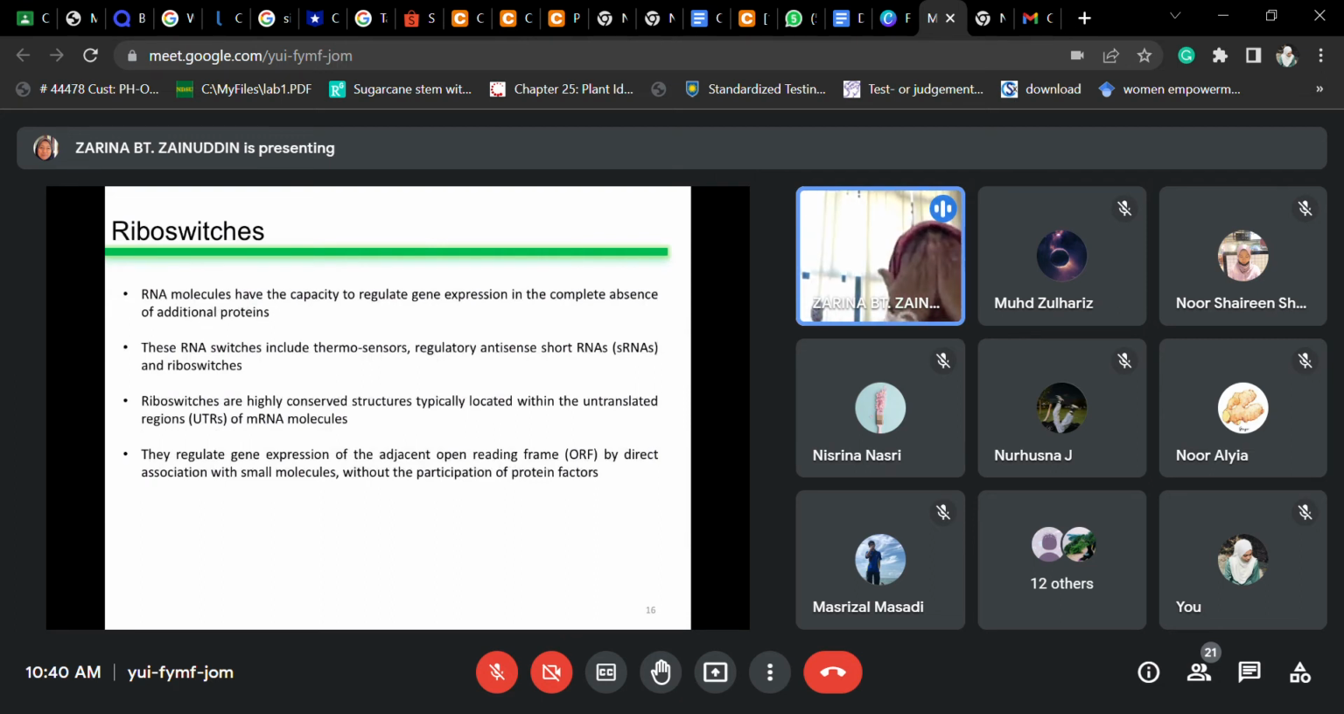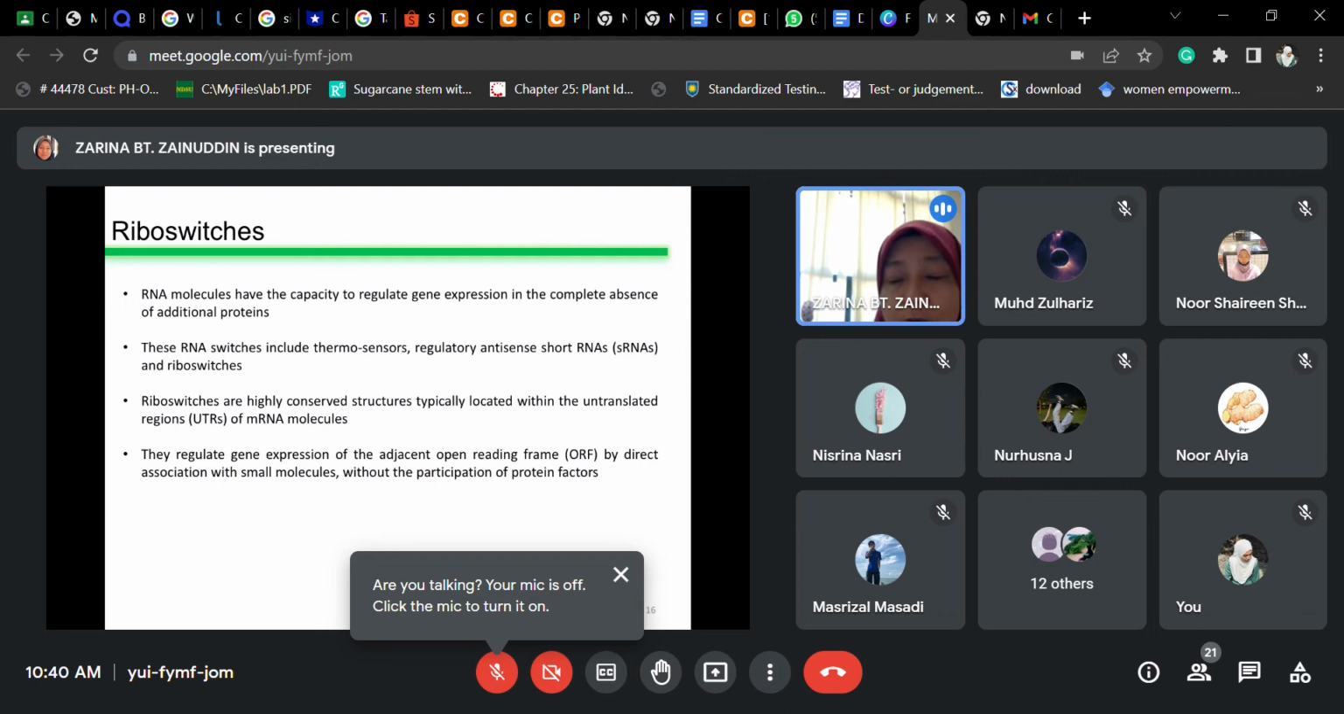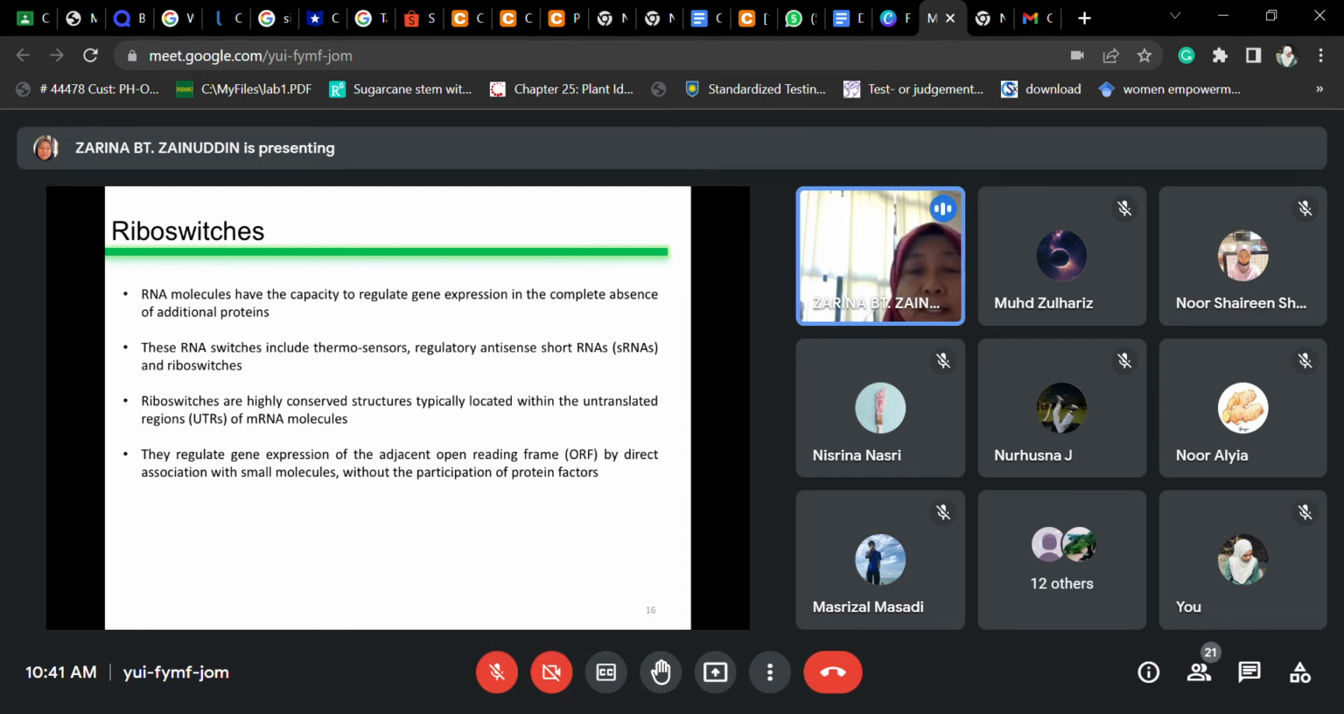Another mechanism involved in regulation of expression in plants. So what are riboswitches? Riboswitches are actually RNA molecules that have the capacity to regulate gene expression in the complete absence of additional proteins. These RNA switches include thermosensors, regulatory antisense short RNAs, and riboswitches. They are highly conserved, meaning the sequences are similar across, for example, different plants. Highly conserved structures.